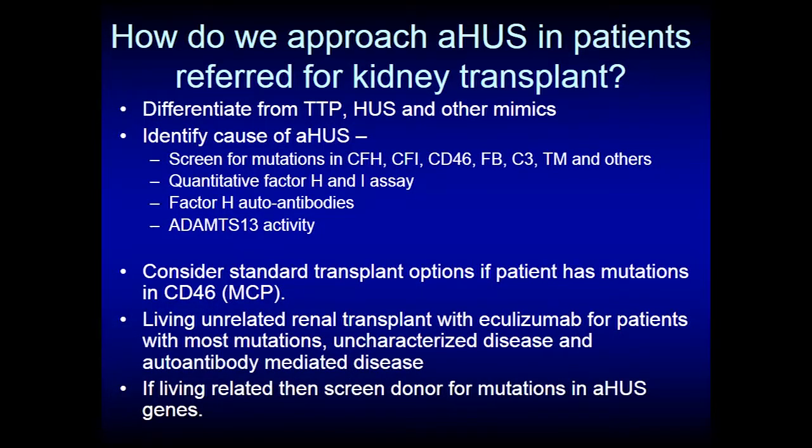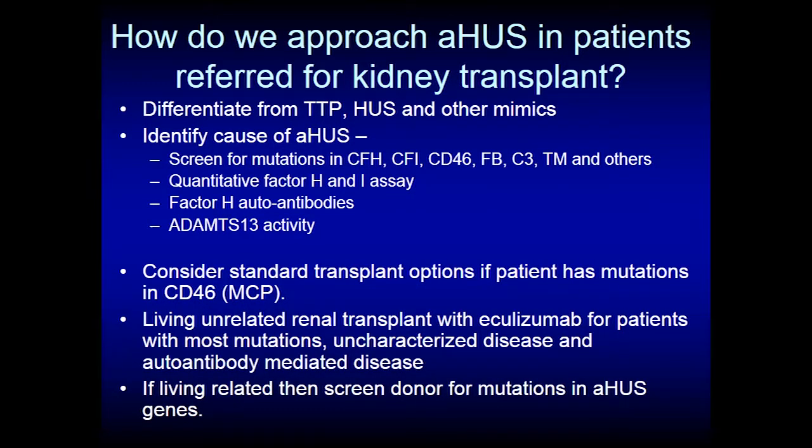And that list of mutations is actually growing. And there may come a point where it becomes counterproductive to screen for all of them, but for now we are doing that. We can actually measure the amount or the abundance of some of these proteins in the bloodstream. We can look for autoantibodies, and we can look for activity of other proteins that might impact this disease or may actually be contributing to a different disease that looks like this.